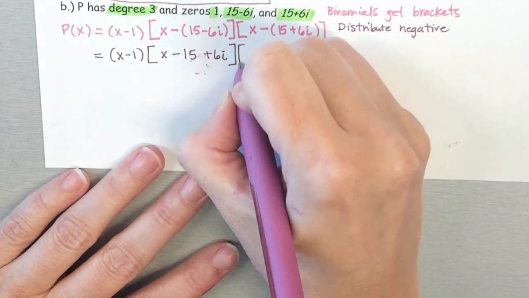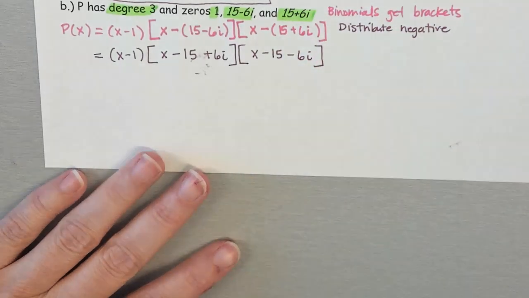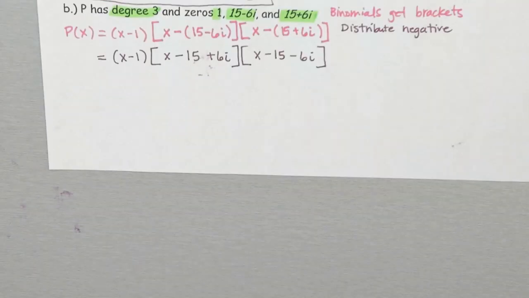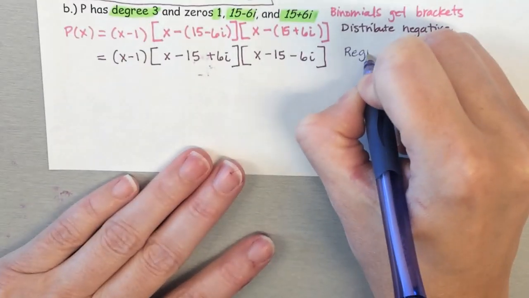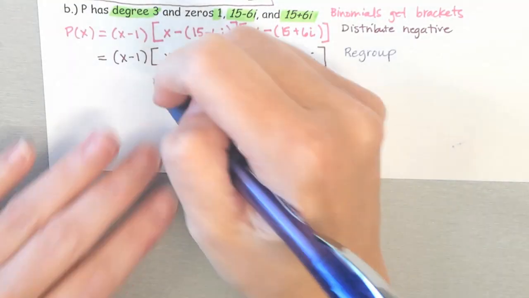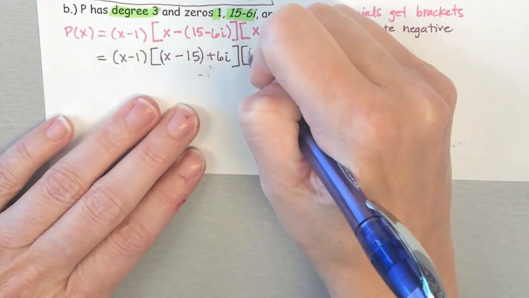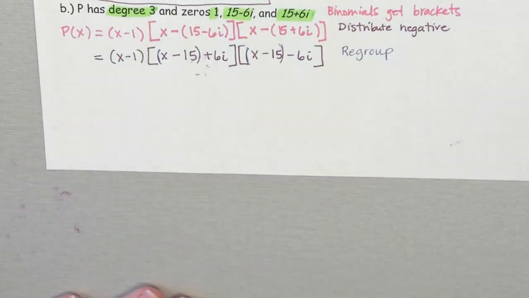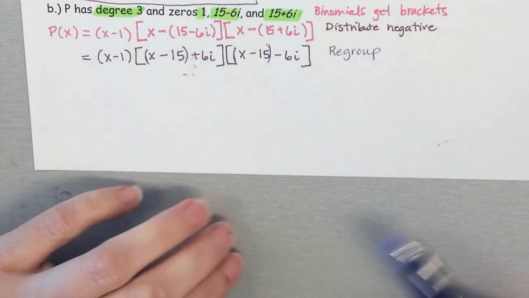Okay, and then we're going to do the same thing here. So x minus 15 minus 6i. Okay, so I want you to leave the brackets for now. And then what we're going to do is we are going to regroup. When you regroup, you're going to notice that the real part, the x minus 15 here, is going to match this, the x minus 15. So we regroup that so that we can FOIL.